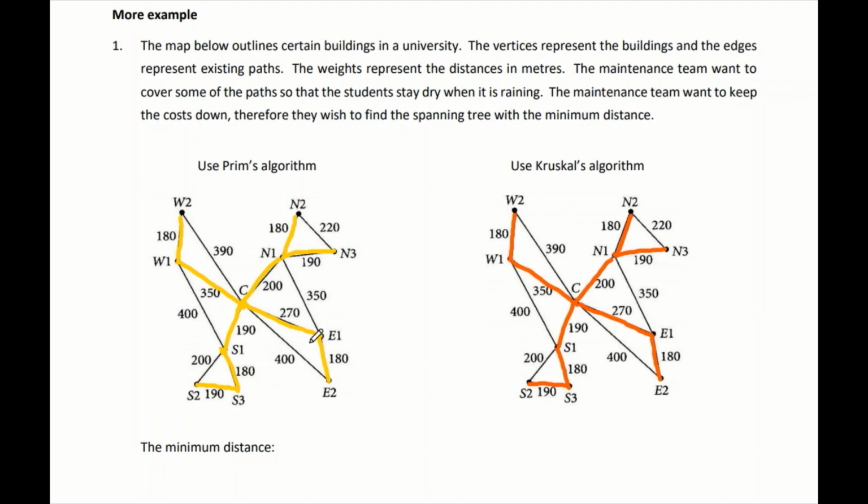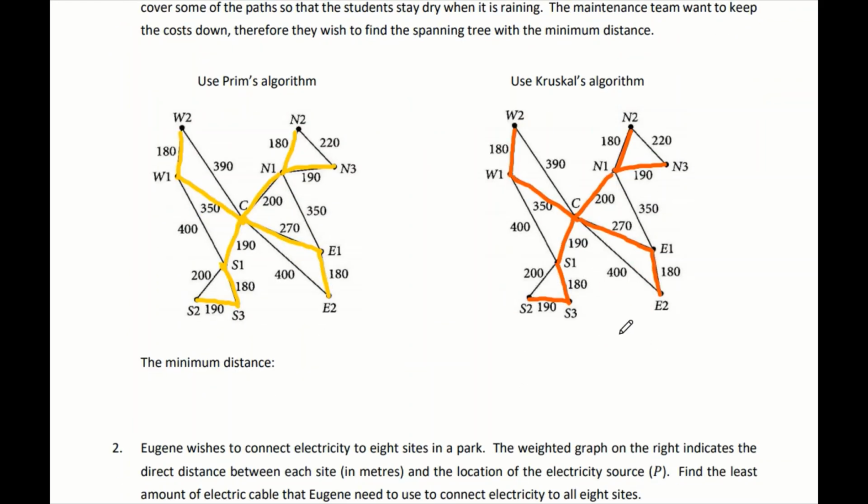So you realize that at the end of the day, your spanning tree will look exactly the same no matter which method you are using, because the outcome looks exactly the same. If I'm the one marking, I wouldn't be able to differentiate which one you used. All right, so the minimum distance. Let's add up together. You might want to follow some kind of sequence so that you don't miss out anything.